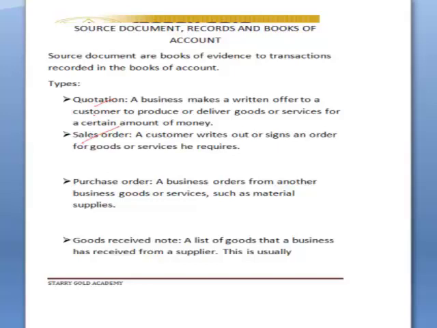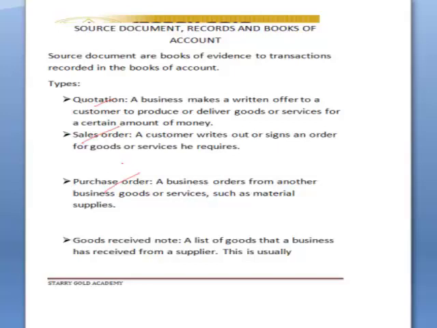Also, we have purchase order as a source document. A business orders from another business goods or services such as material supplies. So purchase order is a source document. Goods received notes is also a source document. A goods received note is a list of goods that a business has received from a supplier.